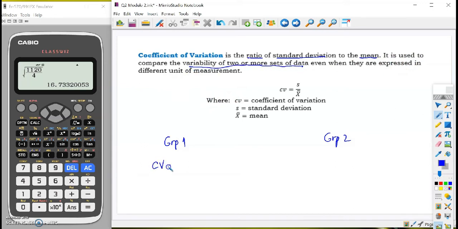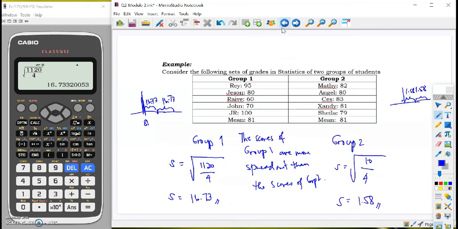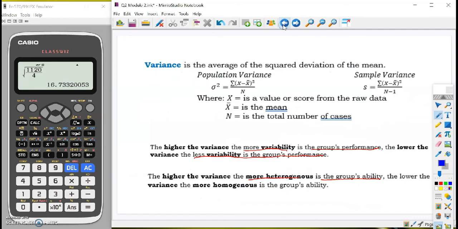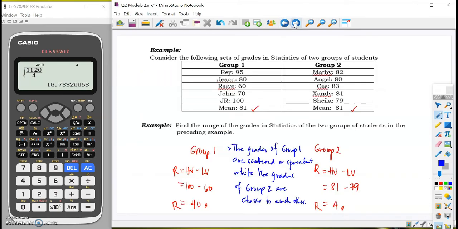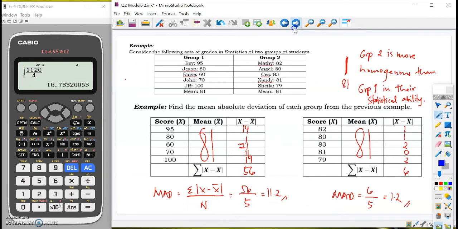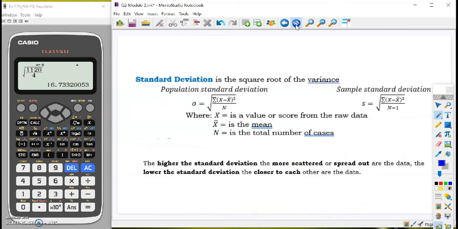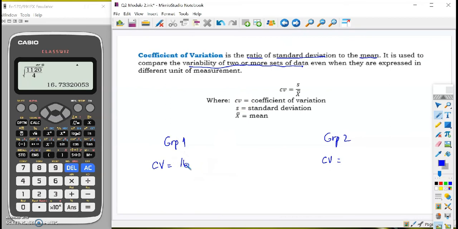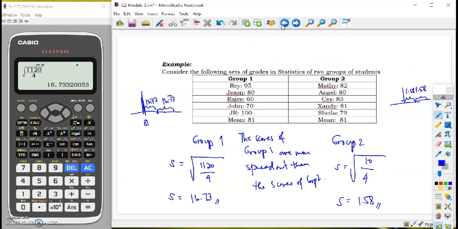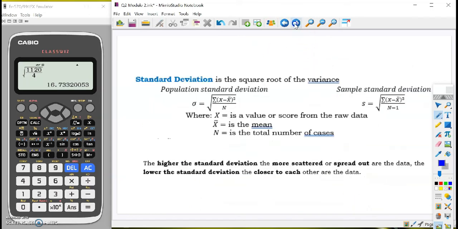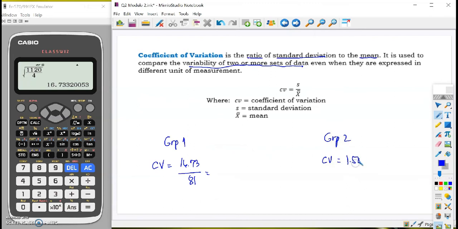In order for us to compute the coefficient of variation for each group, we need the standard deviation and the mean. For group 1, let's go back. The standard deviation is 16.73 and the mean, what's our mean again? For group 1, 81. The means are the same for both. Remember, 81 and 81. Okay, so it differs with standard deviation. The standard deviation of group 1 is 16.73, so that would be 16.73 over 81. And the standard deviation of group 2 is 1.58, so that would be 1.58 over 81.